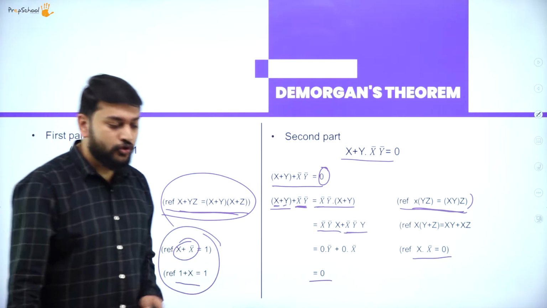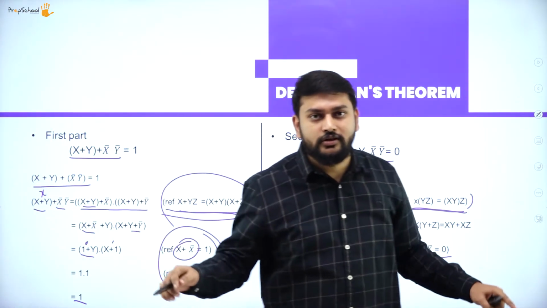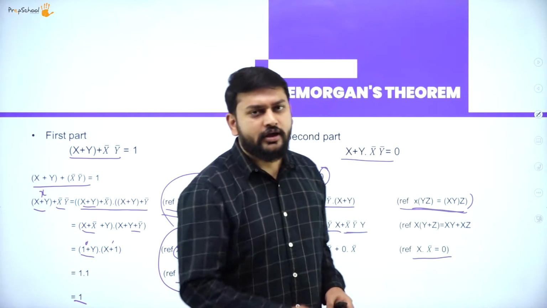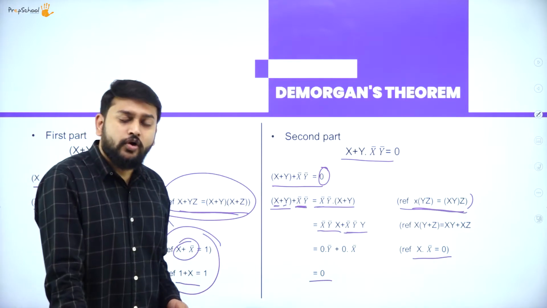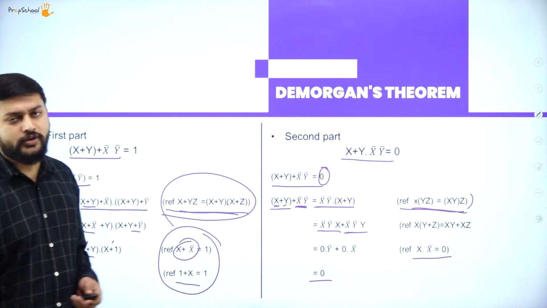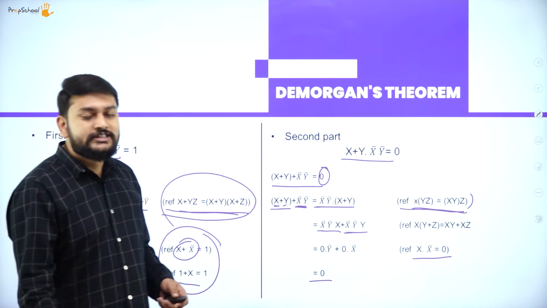So that's why I told you in the previous session, you should revise all the laws that we have given. I think I have given 8 to 9 laws. So please go back and check all the laws. This will be very useful. If you know those laws, it will be very easy to simplify.